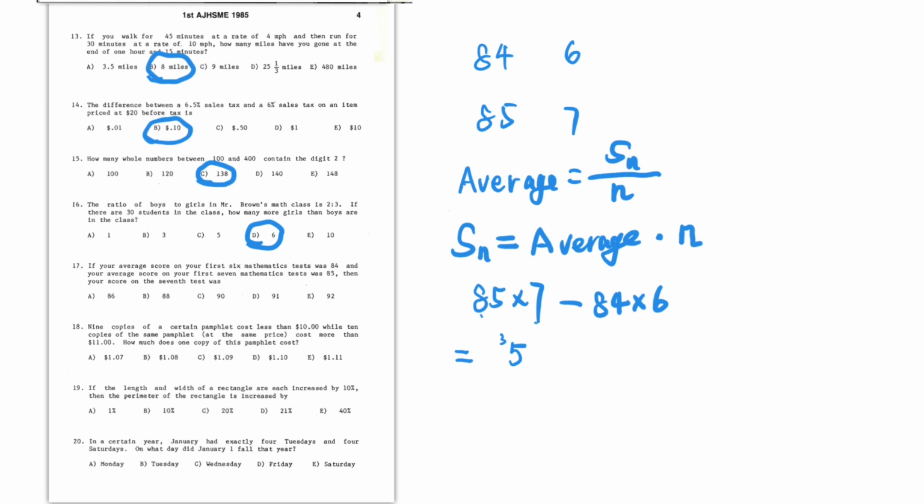So 85 times 7: 5 times 7 is 35, 7 times 8 is 56, plus 3 is 59, so 595. Minus 84 times 6: 4 times 6 is 24, 6 times 8 is 48, plus 2 is 50, so 504. 595 minus 504 equals 91. The answer is choice D.